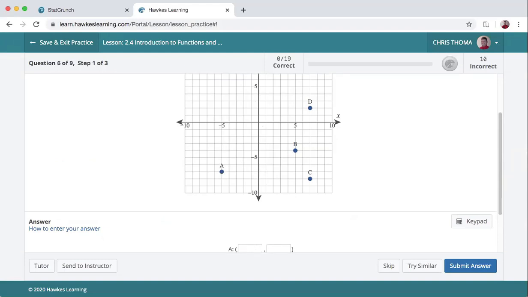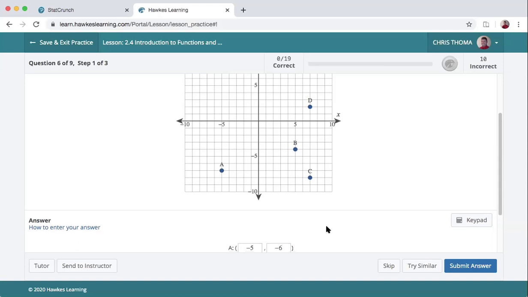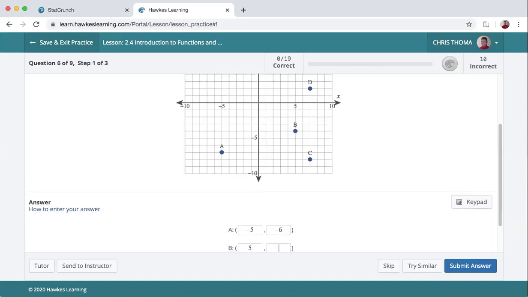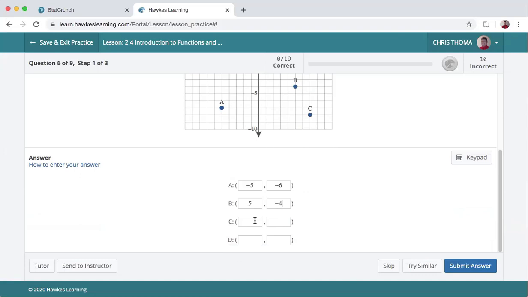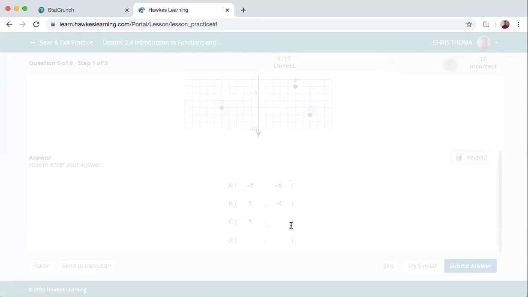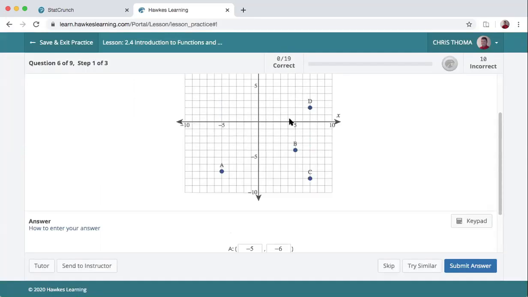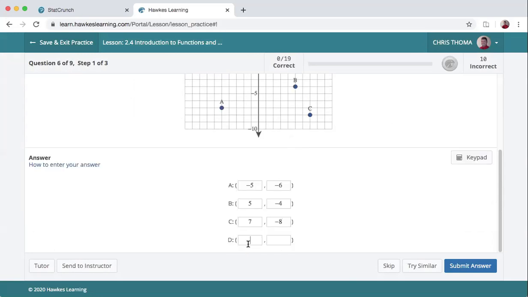So -5, -6. B, I start at the origin, I come over to 5 and look down to -4. So B is 5, -4. C, start at the origin, come over, that's 5, 6, 7. And I come down to, it looks like -8. So 7 and -8. And then D, I start at the origin, I come over 5, 6, 7, up 2. So that looks to be 7, 2. That's how we read off our graph.